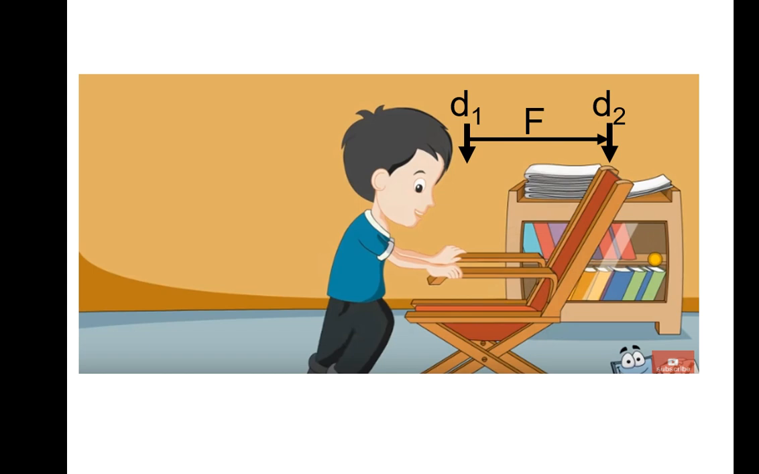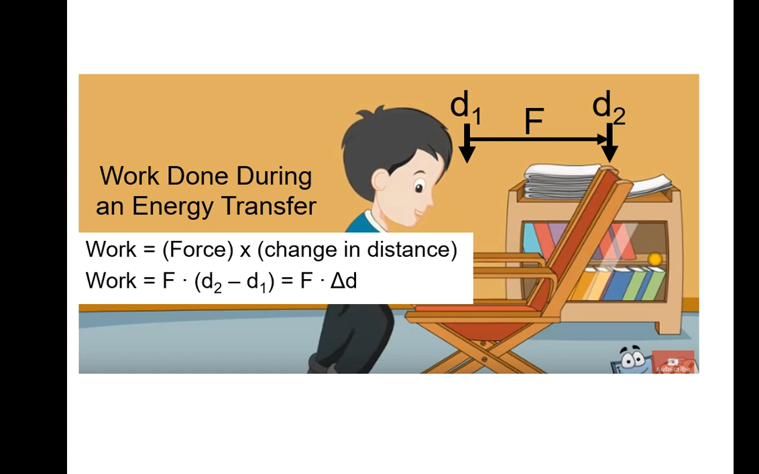Now, the amount of force needed to move the chair depends on how much the chair weighs and how much friction there is between the chair and what he's pushing it on. But basically, he will have to apply a certain amount of force in order to move this chair a distance. So this boy has basically done work on the chair. Now, work is done during energy transfer. So here's how we look at it. Work is equal to the force times the change in the distance.